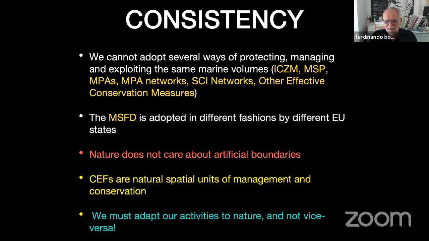Nature doesn't care about artificial boundaries and doesn't care about bureaucracy. The cells of ecosystem functioning are a proposal of natural spatial units of management and conservation, because we must adapt our activities to nature and not vice versa. With these measures in yellow above, we are trying to adapt nature to our needs. We need to reverse this attitude, which is what the new Green Deal should do.